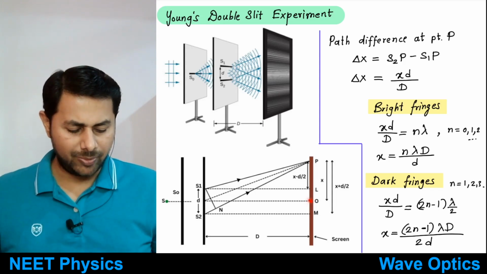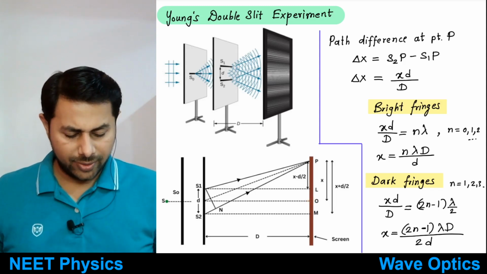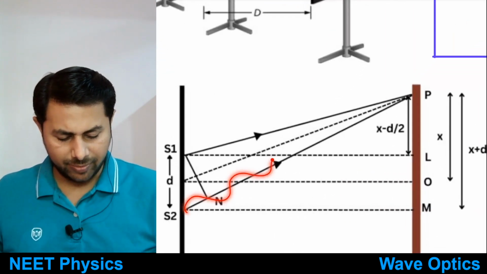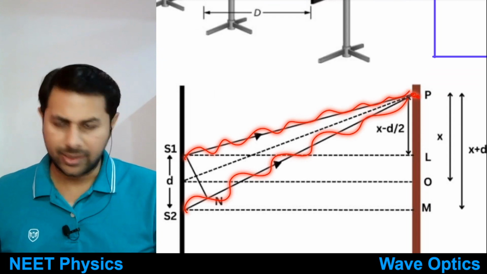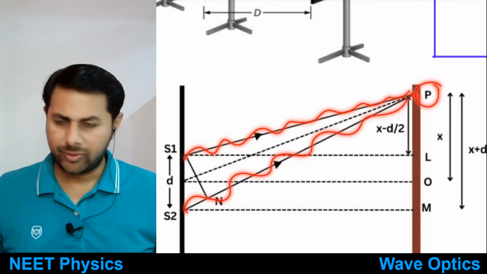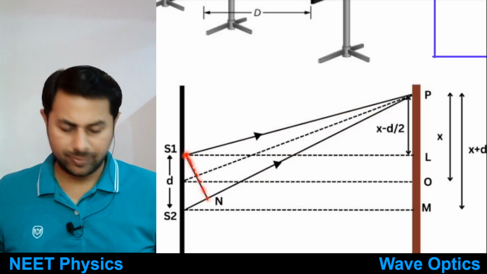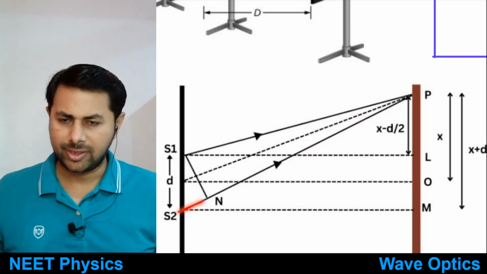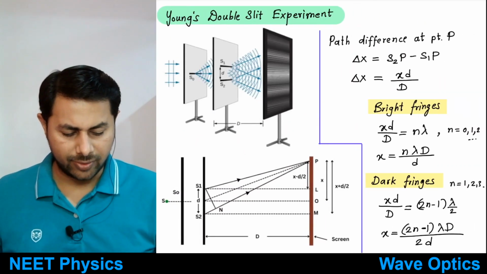Right. So the central point would always be bright. Then you consider the difference in path between the waves starting from S1 and S2 to reach any other point, let's say this point P. So what would be the difference? For that you draw a perpendicular from here. So this much is the difference in path, right? So it is S2P minus S1P, okay?